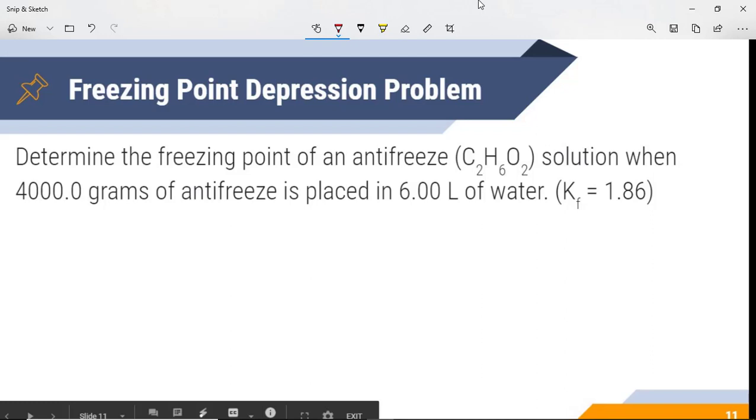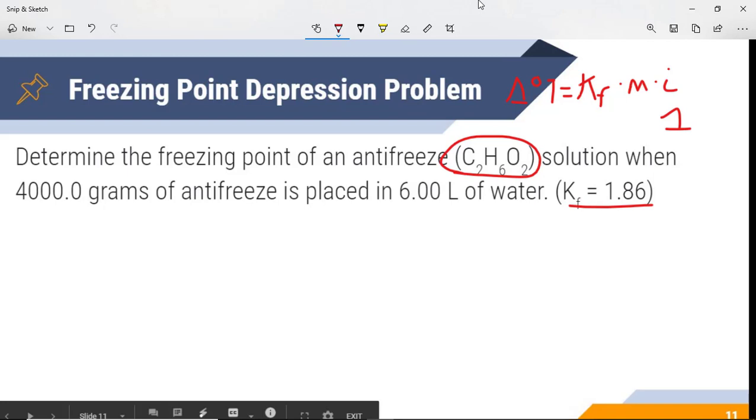Determine the freezing point of an antifreeze solution when 4,000 grams of antifreeze is placed into 6 liters of water, where the Kf is 1.86. So we are looking at freezing point here. We know that our change in temperature is equal to Kf times molality times i. My Kf is given, 1.86. For my i value, is there metal in here? It's not ionic, right? So the i value here is going to be 1.